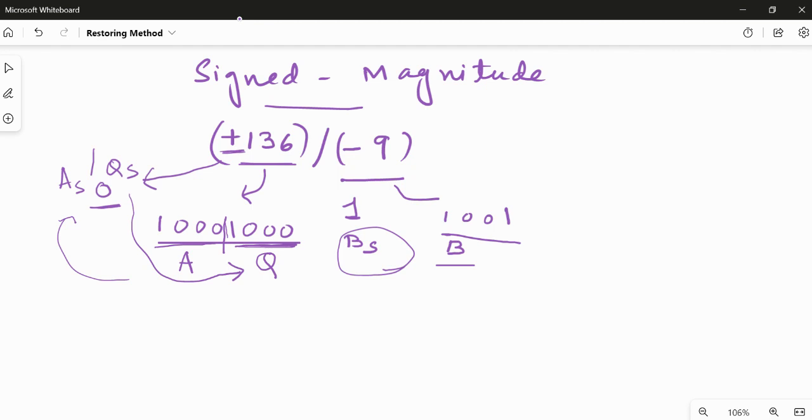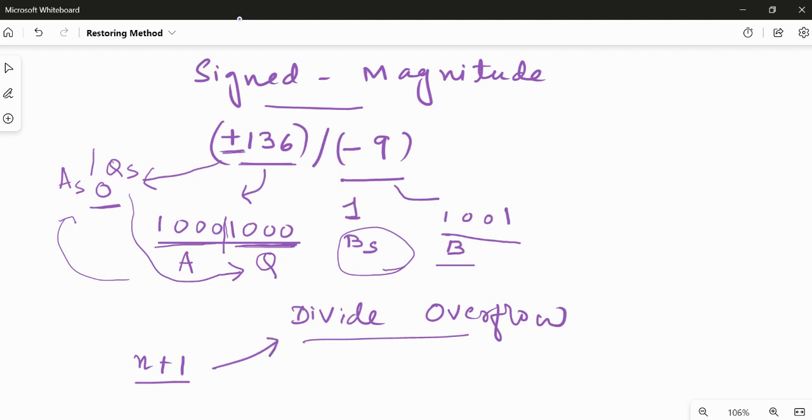Now, before we start the actual division, we have to check one possible error, and that is known as divide overflow. The basic meaning of the divide overflow error is that when you try to divide the given operand by the divisor, after performing the division, if you get n plus 1 bits in the quotient, that indicates the divide overflow.